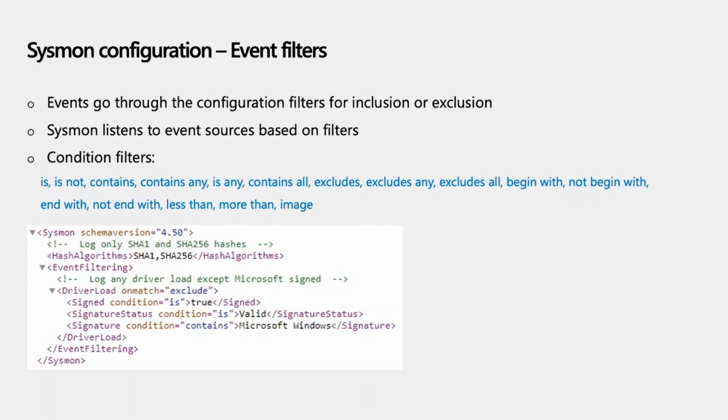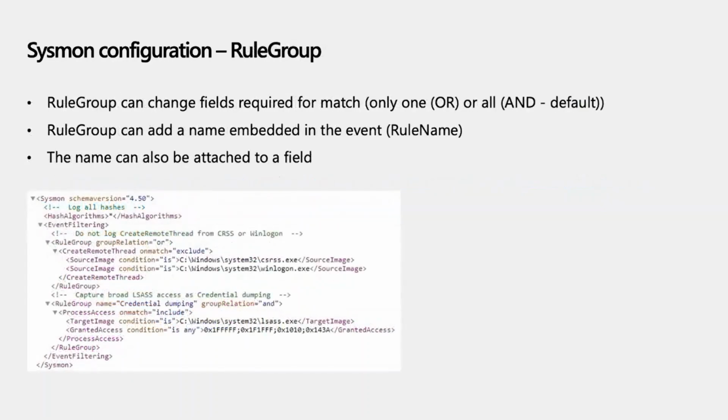The configuration also allows you to create rule groups. Rule groups are useful for two things. The first one is that it allows you to change how the fields are checked for a match for exclusion and inclusion. By default, we do an AND on all the fields, so all the fields have to match for that filter to work. But you can change that so that if any of the fields match, then it will be matched. The example here is create remote thread, where I set up a rule group with group relation OR. That means that if the source image is CSRSS or if the source image is WinLogon, then I'm going to exclude that event.